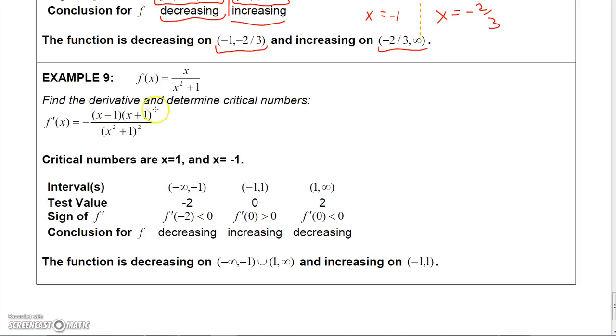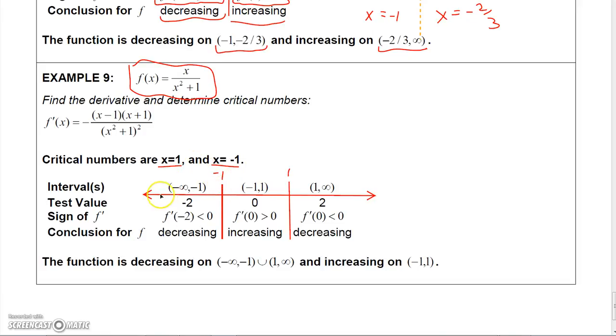All right, one last function here, x over x squared plus 1. Use the quotient rule, get the derivative. We did this one earlier and found the critical numbers were 1 and -1. Okay, so let's see how that one's going to break down. The domain's all real numbers, so I don't have to worry about any domain issues.